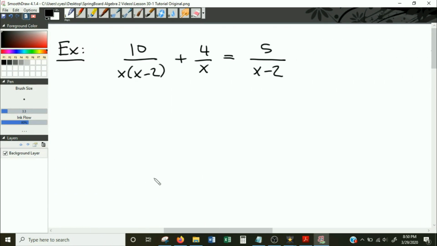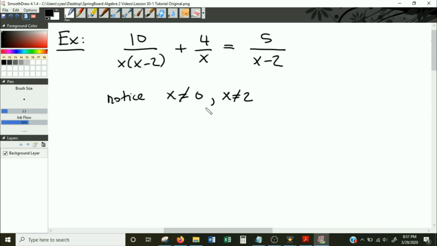And here it is. Now this one, what we have is a sum of rational expressions, and we have an equation that has rational expressions on both sides. So what we want to do is, again, solve for x. So the first thing we want to do is notice that x cannot be 0. That's from here and from here. And x cannot be 2. Okay, so that's from this one and this one. So whatever we get as a solution, as long as it's not 0 or 2, we're good.